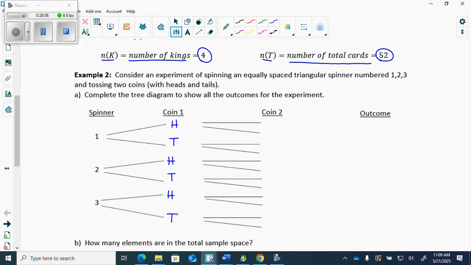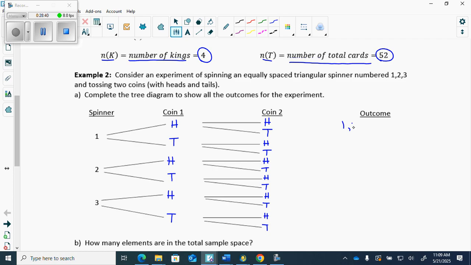So 1 heads, heads, or 1 heads, tails, or 1 tails, heads, or 1 tails, tails, right? So we talked about this in perms and combs, and I told you, okay, we could just multiply these and get a fundamental counting principle. So 3 times 2 times 2, which we know is 12 outcomes. But I said to you, in probability, it's going to be important that we know what those actual outcomes look like. So that's why you do the tree diagram. All right. We have heads, tails, heads, tails, heads, tails. And then what we're going to do is actually list the outcomes here.